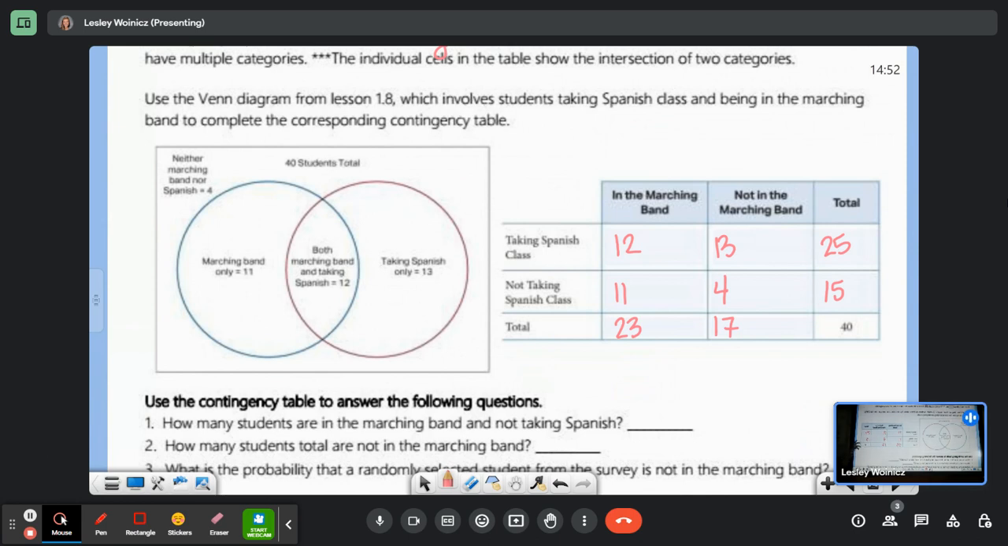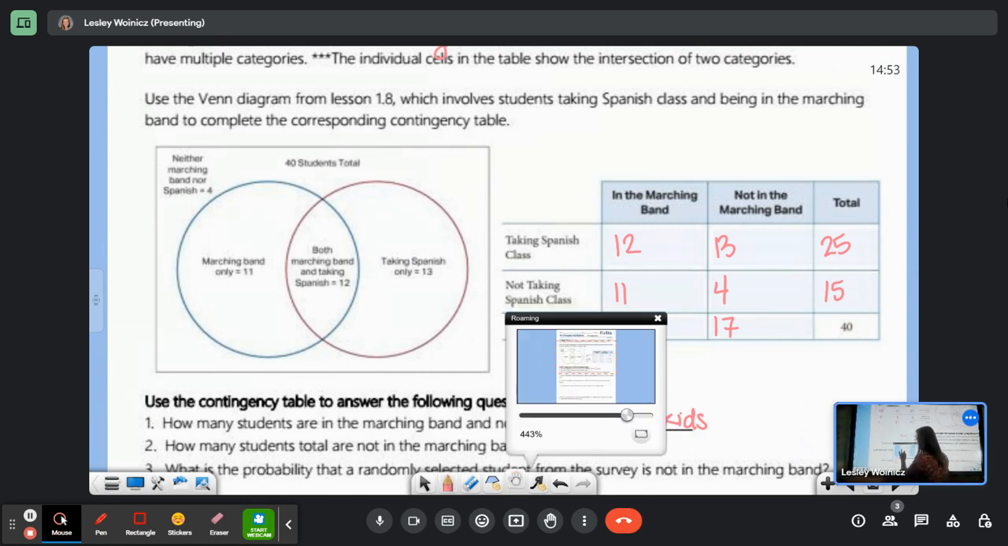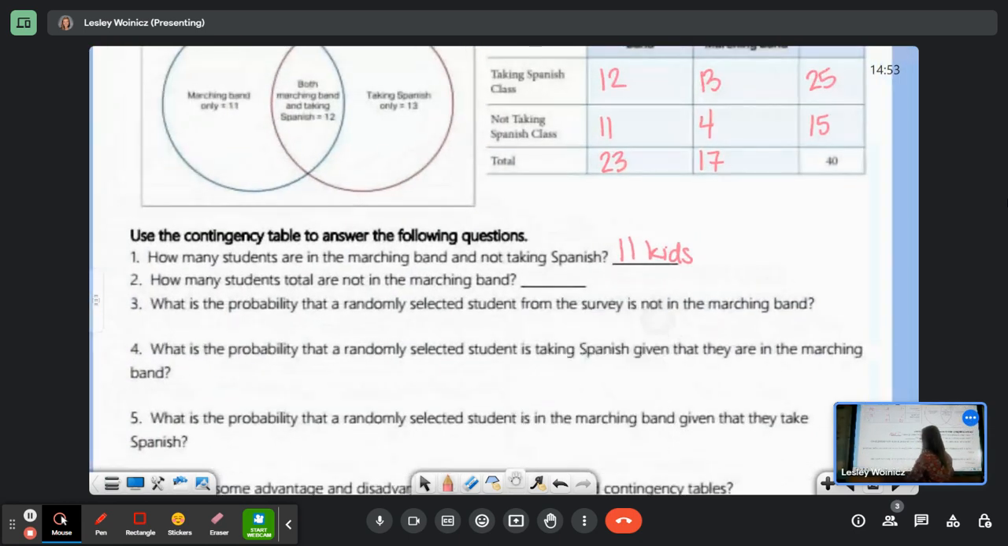So we did all of this yesterday, but we just did it with the Venn diagram. Do you see how it's telling us some of the same information? Awesome. How many students are in the marching band and not taking Spanish? In the marching band but not taking Spanish, that's 11 kids. How many students are not in the marching band? We just answered all of these questions. Do we need to answer these again? 17.